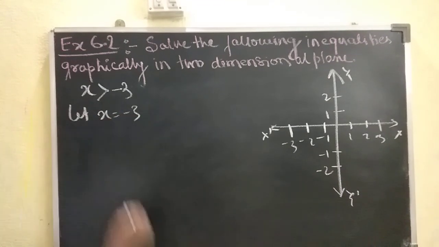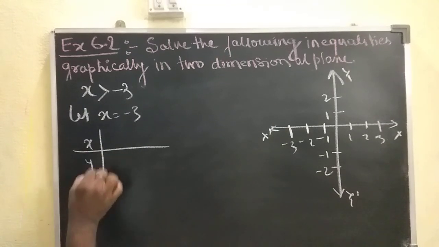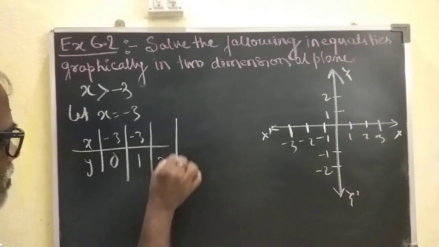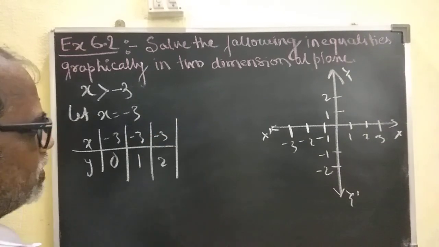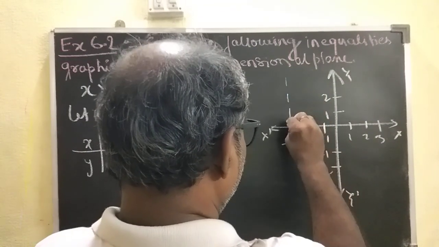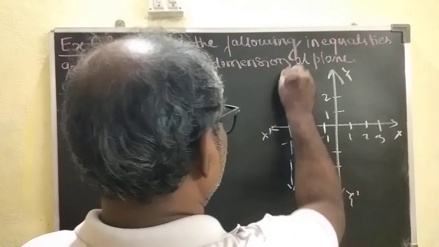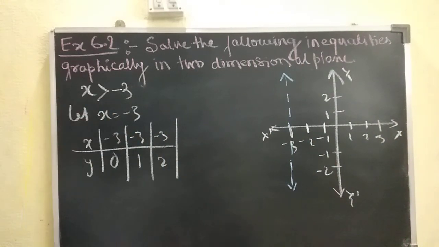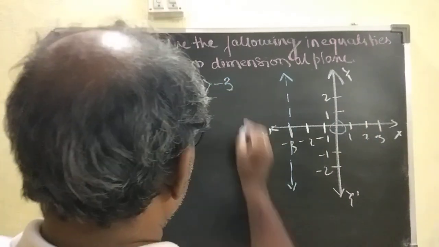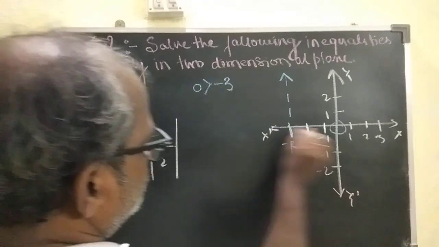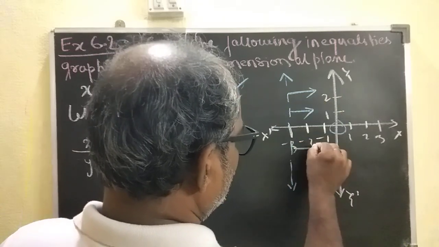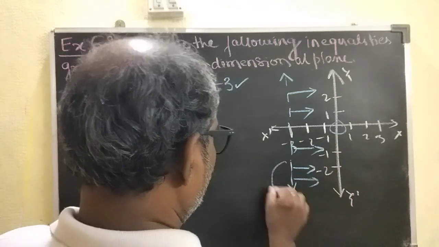Let x equals to minus 3, we draw 2 points, x and y. Y equals to 0, minus 3, y equals to 1, minus 3, y equals to 2, minus 3. So points would be in this way, this dotted line, and here it is a dotted line and it is greater than. So let us put this point over here. So we get 0 is greater than minus 3. Okay, 0 is greater than minus 3. Yes, so this statement is correct. So the graph would be in this way.